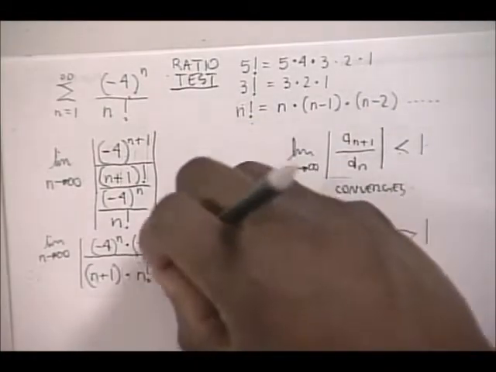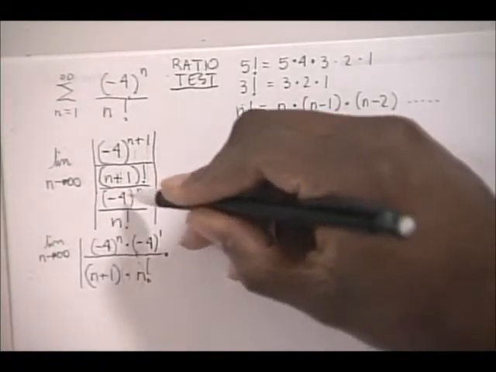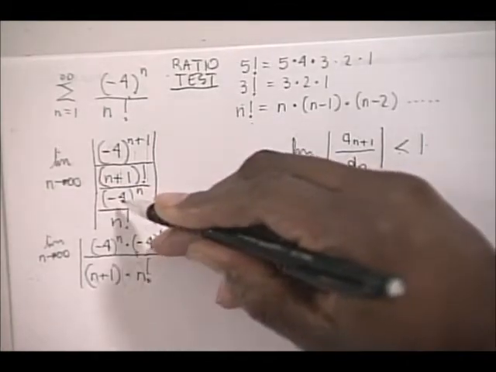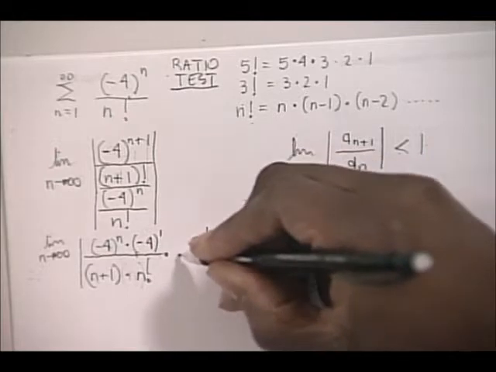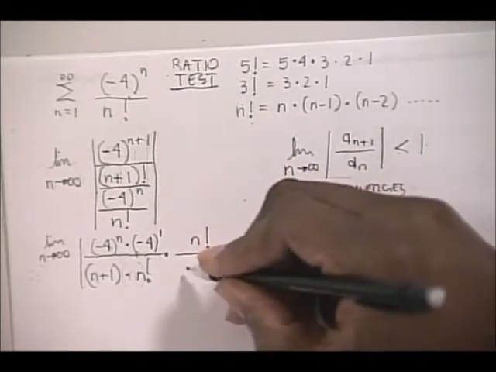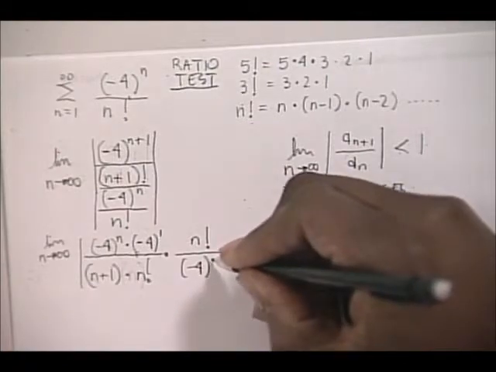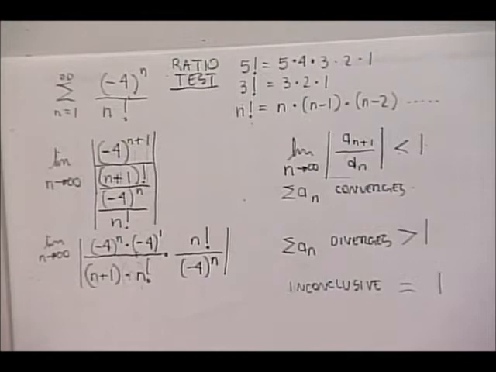All right, so now we're going to multiply that by the reciprocal of this denominator. So up top here, the reciprocal of this denominator would be n factorial, and this would be over negative 4 to the n power. All right, absolute value of all that. We're going to apply the limit of that.